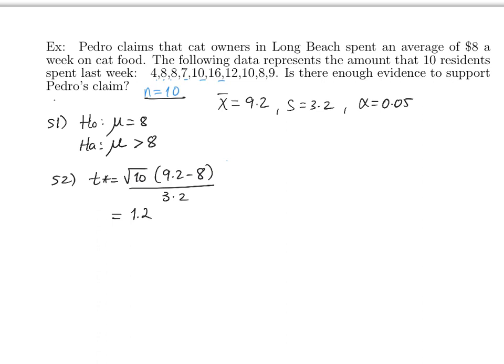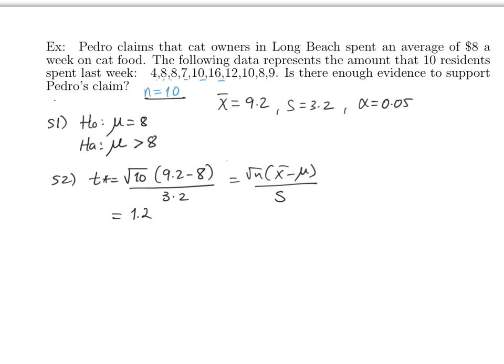I thought it was 1.9. Wait, isn't it divided by 3.2, right? But the formula has alpha. No, it's sigma. Which one? The formula should be x bar minus mu over s over square root of n, which is 3.2. So it should be 1.2.